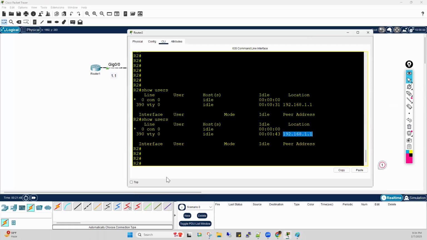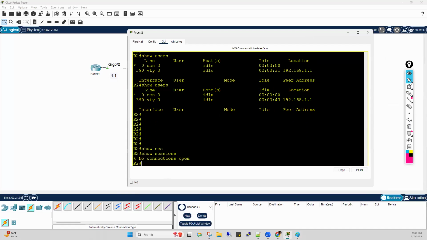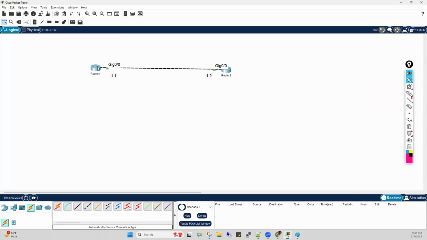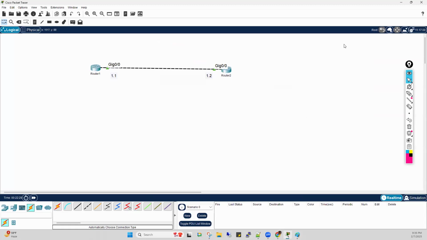Getting my point? Everyone, yes or no? Right now, this is the command by which you can check. Even you can check show sessions also. No connections open. Yes. So basically, guys, this is the command by which you can check all the telnet configuration and all the users who have made a connection with R2. I hope this is clear to everyone. Yes or no? Clear, guys? Tell me, guys, is this clear? Everyone?